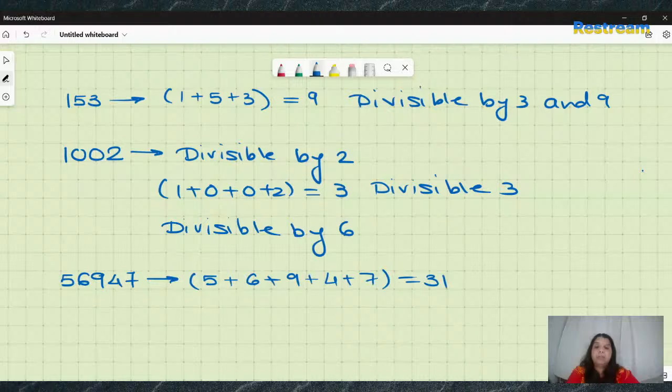11 plus 11, 22 plus 9. Yeah. So this number is not divisible by 3. Okay. Now let's see whether we can apply divisibility rule of 4.